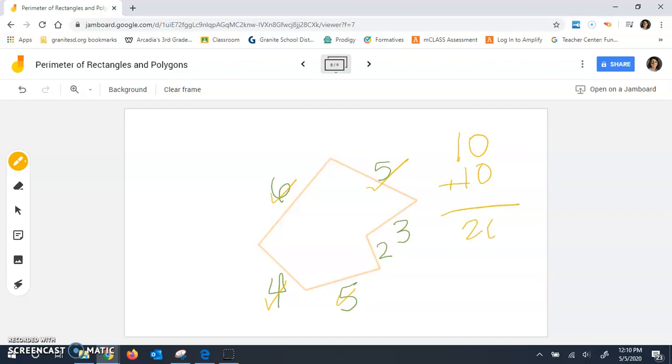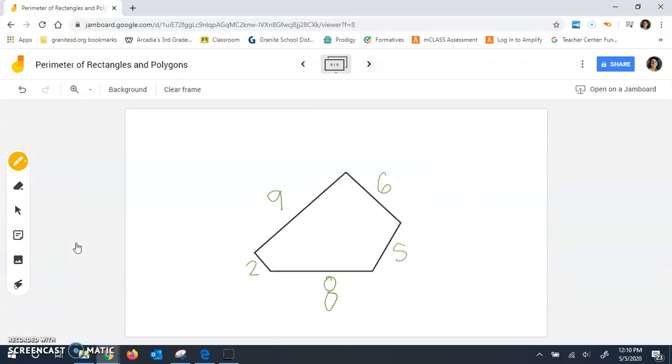I've got 1, 2, 3, 4 of my numbers crossed off right there because I could make 10 that way. 3 plus 2 is 5. 20 plus 5 gets us 25. And our perimeter is 25.